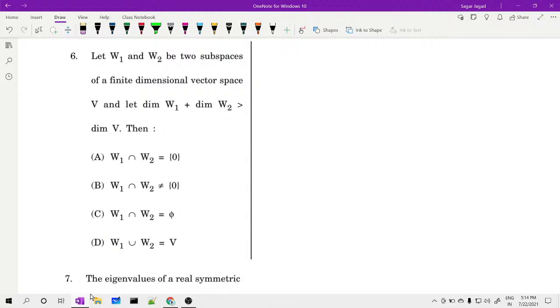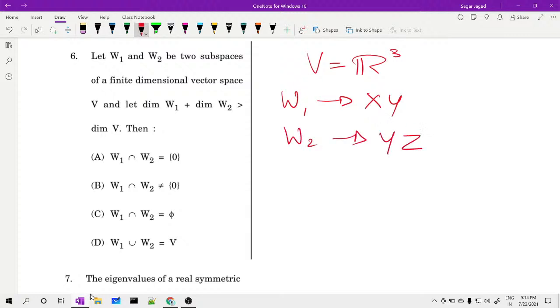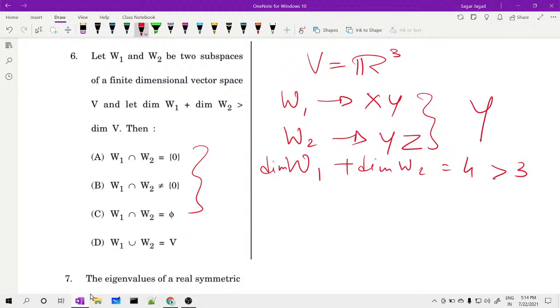Okay, let me try to see it in some special case. Suppose I have V equal to R3, and I consider W1 as the XY plane and W2 as the YZ plane. If I consider the dimension of W1 plus the dimension of W2, then it is nothing but 4, which is greater than 3. So the condition is satisfied. Now let's talk about the intersection, since there are 3 conditions on the intersection. The intersection is nothing but the y-axis. So is it 0? No. Is it not equal to 0? Yes. Is it empty?